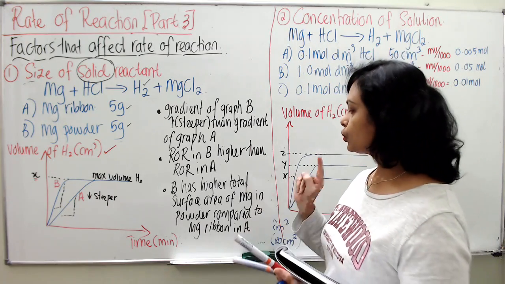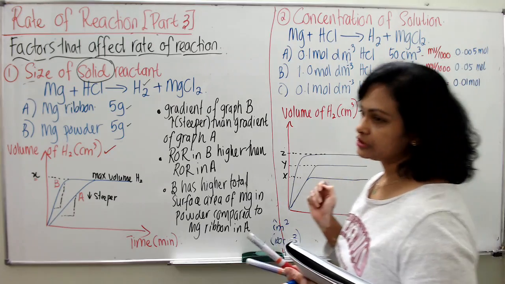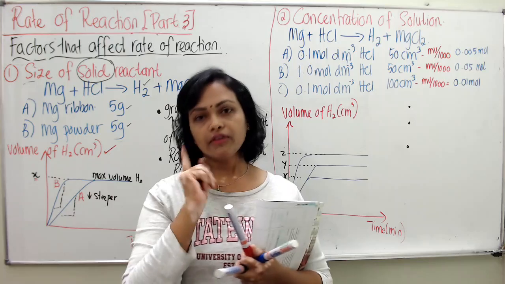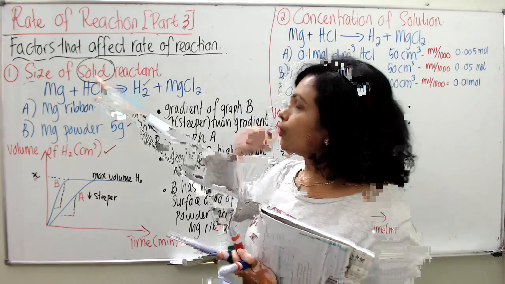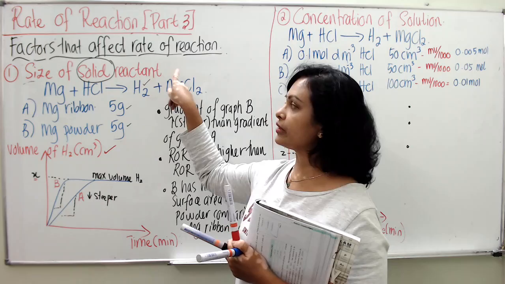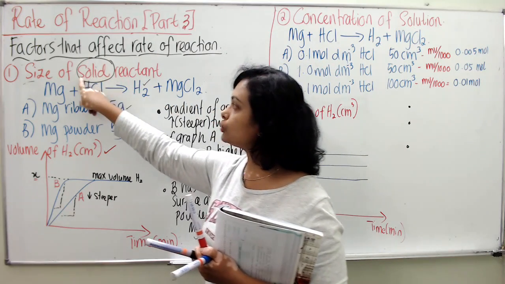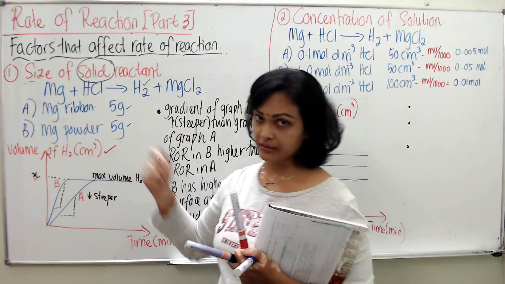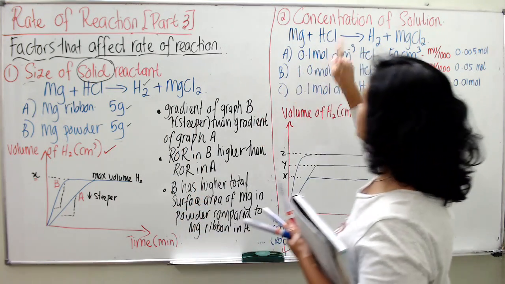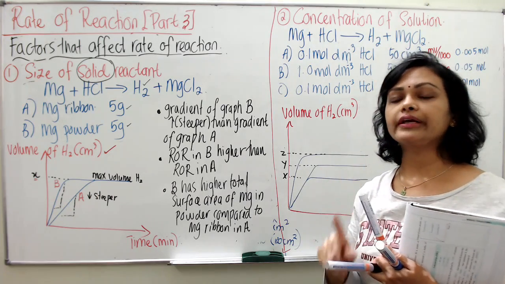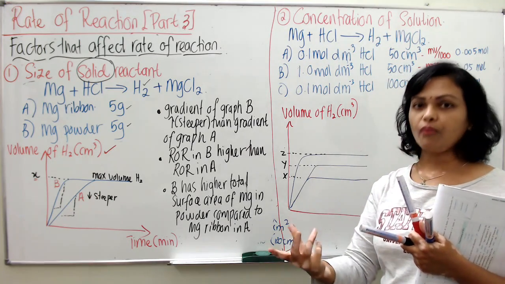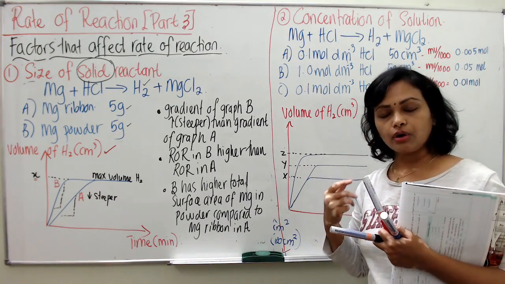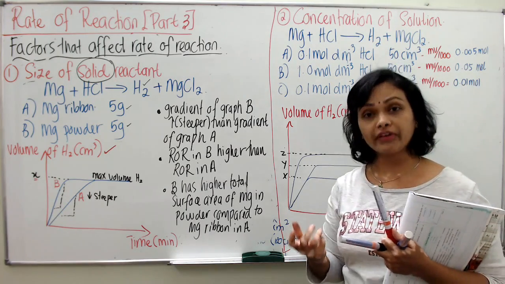Alright, so let's go to number 2, concentration. Second factor, which is concentration of solution. Now, first thing I want you to highlight is, when I am talking about size of solid reactant, I already told you that at least one of the reactants must be solid in order for you to manipulate this factor. Now, let's go to here. This shows that at least one of the reactants must be liquid in a form of solution, in order for you to manipulate the concentration as one of the factors affecting the rate of reaction.